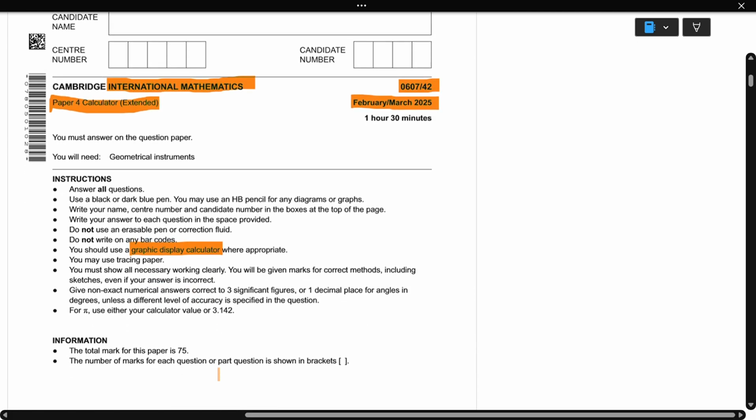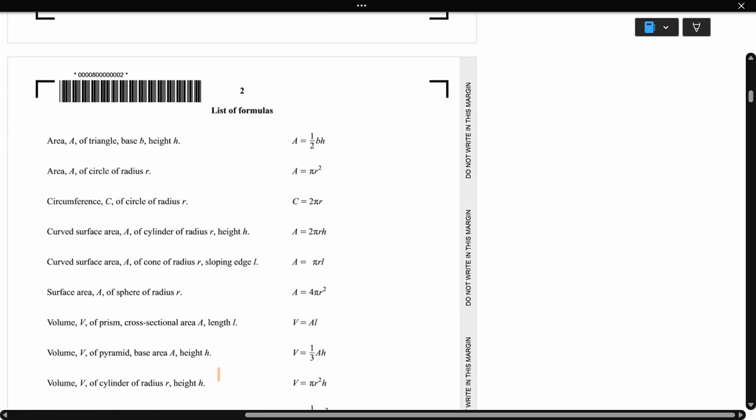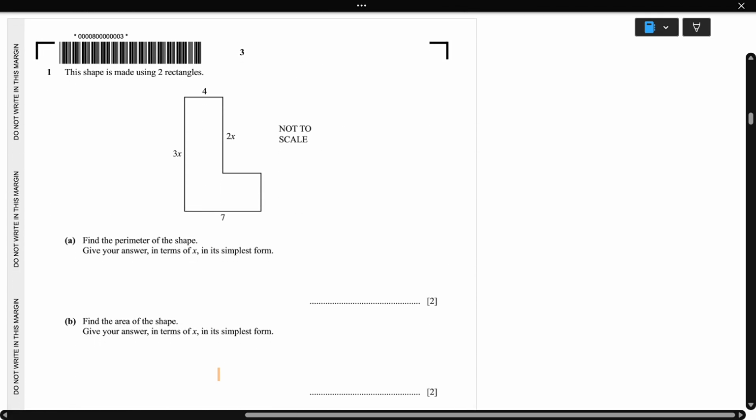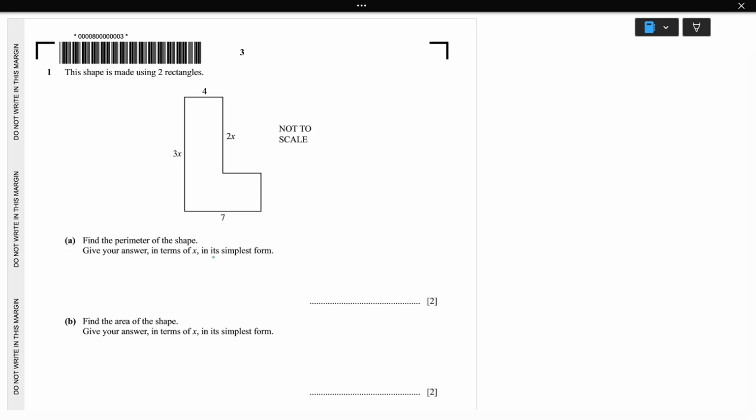Okay, let's go for the first question, with the formula sheet given. The shape is made up of rectangles. Find the perimeter of the shape.